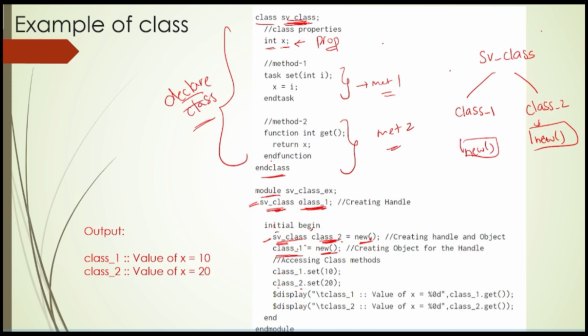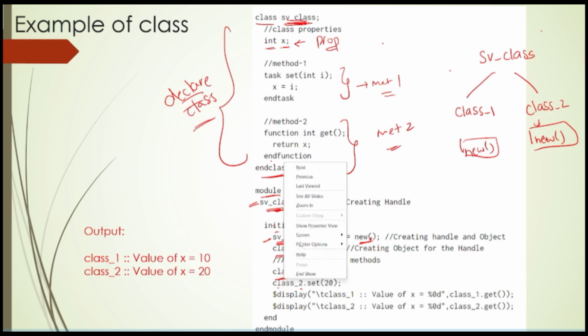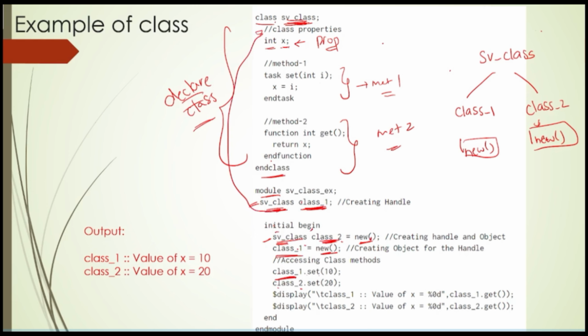After creating the object, how are you going to assign values? See here, class 1 dot set. What will happen? Class 1 is the handle of sv class, so it will go to sv class and check for the set method. This is my set method. Within the set method I have one variable i, so it will be passed 10. So the value of x is 10.